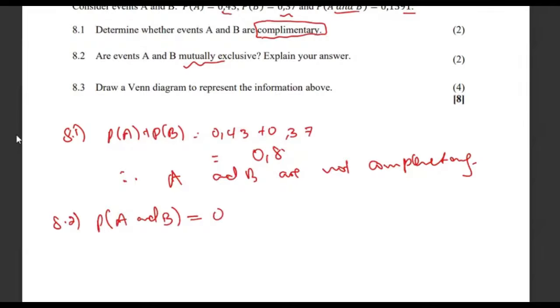But in this case, our A and B is 0.15. Okay, it's not 0. So meaning that the probability of A and B is not 0, therefore not mutually exclusive. Okay, then 8.3, they want us to draw a Venn diagram to represent the above information.